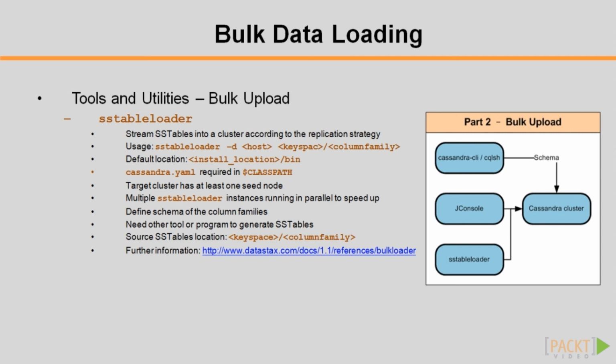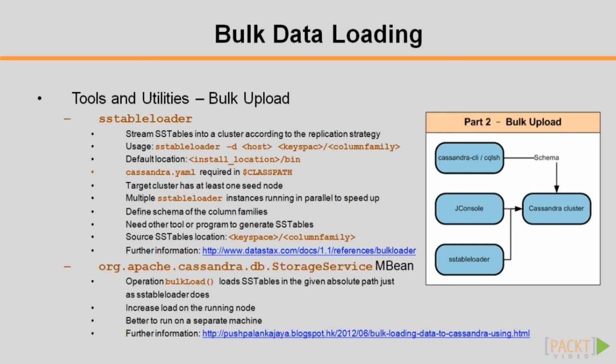SS Table Loader streams SS Table into a cluster according to the replication strategy. It uses Gossip Protocol and therefore requires Cassandra.yaml configuration file in the Java class path to locate the seed node. It can be run in parallel to speed up the upload. The location of SS Table must follow the format as shown on the screen. Please note that the schema of the table is not created by SS Table Loader and has to be defined by Cassandra CLI or CQLSH. Instead of SS Table Loader, Cassandra also provides a bulk load operation in its storage service mbean. You may visit the given URL for further information.